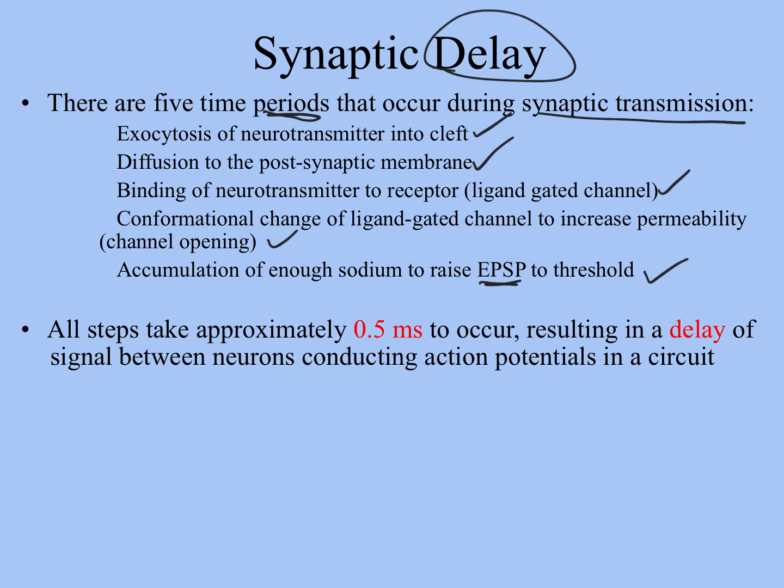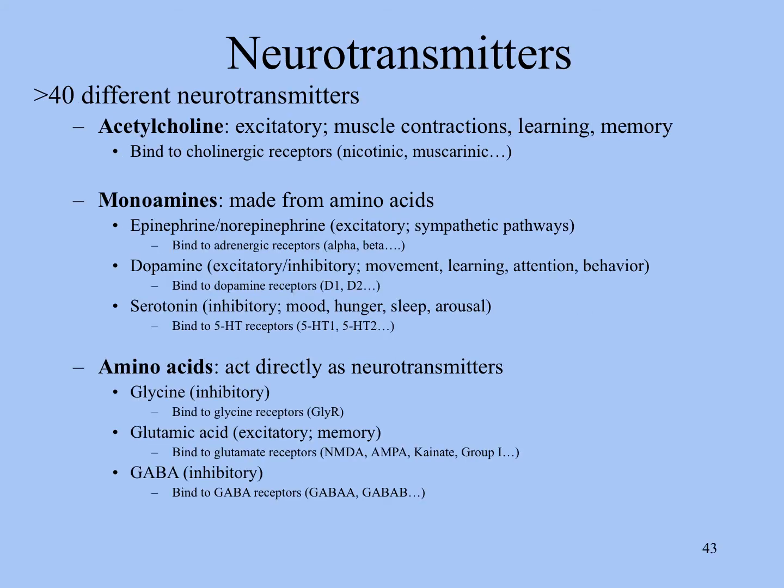So all of that is going to result in about a 0.5 millisecond delay. So to transmit a signal from one neuron to the next via chemical transduction takes about 0.5 milliseconds. And the reason we have mechanisms like this is so that we can exert some level of control over how neurons are firing. There are many different types of neurotransmitters. In fact, there are more than 40 different types that you can find just in the human nervous system.